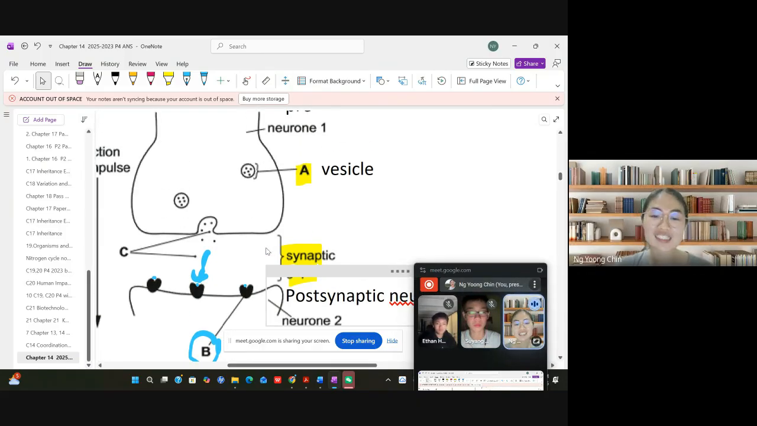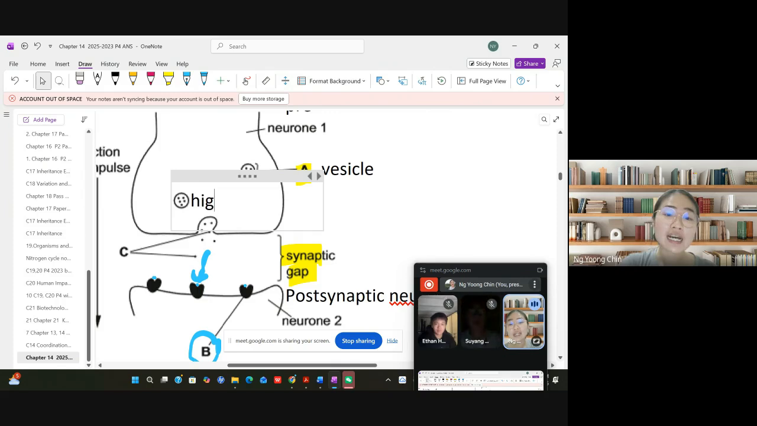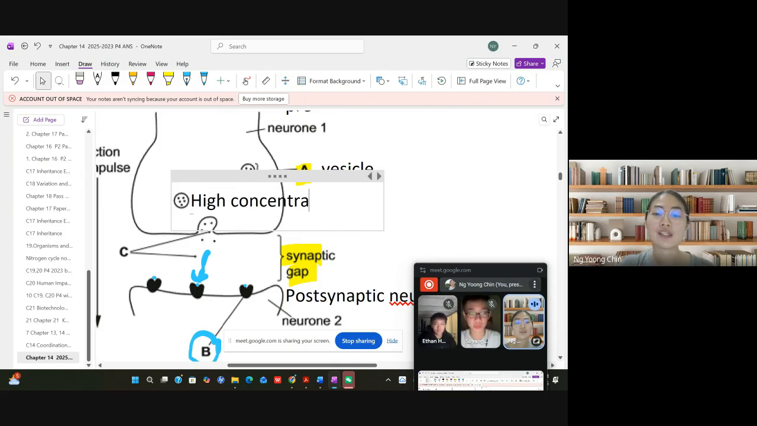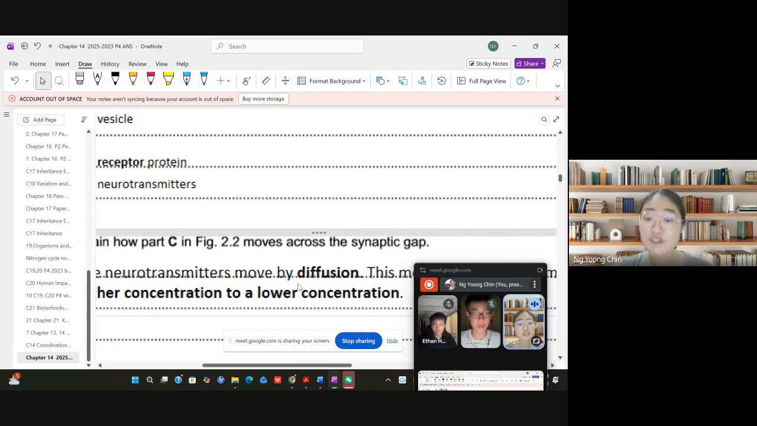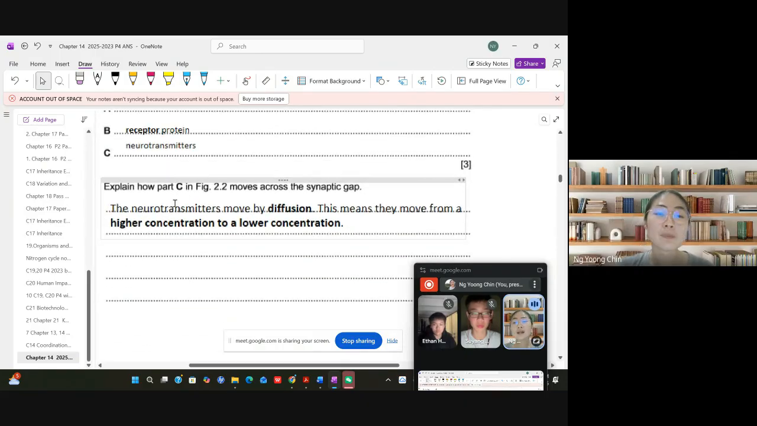It's because the neurotransmitter just moves from the high concentration. See, here is a presynaptic neuron, right? The presynaptic neuron has a very high concentration of the neurotransmitter. So that's why they can diffuse through the synaptic gap, right? And then get into the receptor proteins. Yeah, diffusion. Because the second question asked to explain how the neurotransmitter moves across the synaptic gap, and then you should write diffusion.